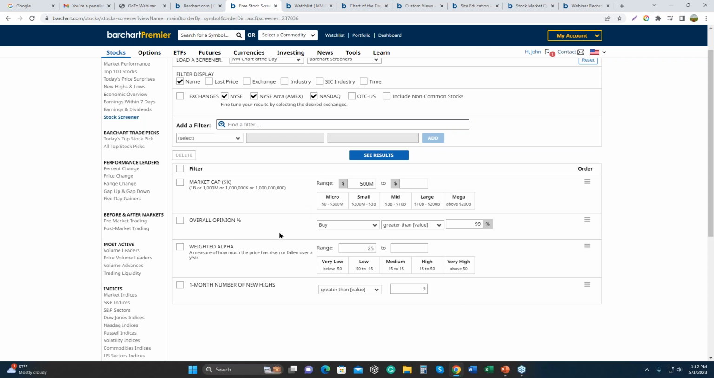Next, I like Barchart's overall opinions, so I'd like to find stocks that are trading above all of Barchart's opinions. I like a stock that has a 100% Barchart opinion score. So I set my buy at 99, because it says greater than. I don't have a tab that says equal to. It's got to be greater than or less than, and so 99 gets me those stocks with a Barchart opinion of 100 or more.